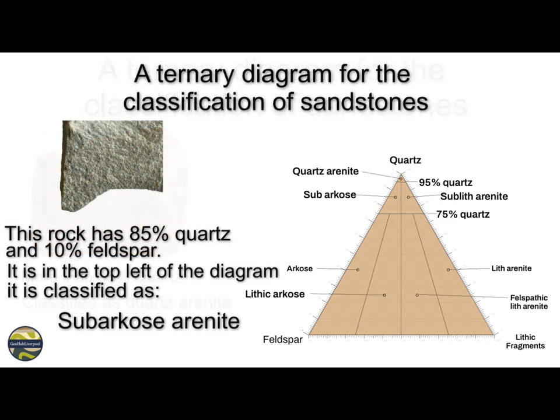This sample has a high quartz content but also 10% feldspar, so it is to the left of the centre line in the diagram but still high up. We classify it as a subarcose arenite.